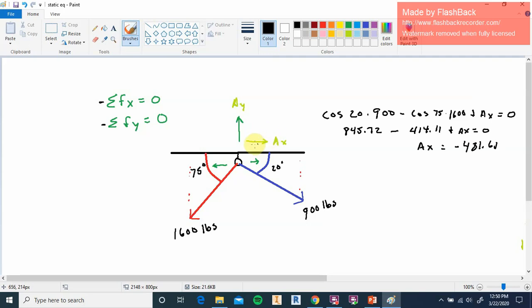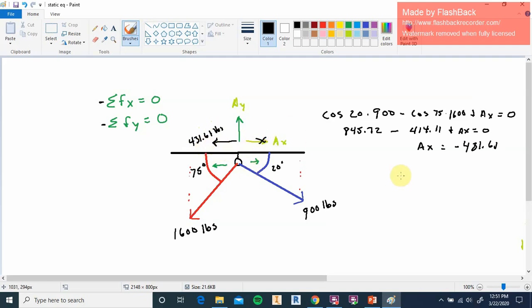So that actually means that my assumption here was incorrect, and that the reality is that in order to oppose these two vectors, the resultant of those two vectors, I would have to have 431.61 pounds going to the left in X. So we're going to take that out there.